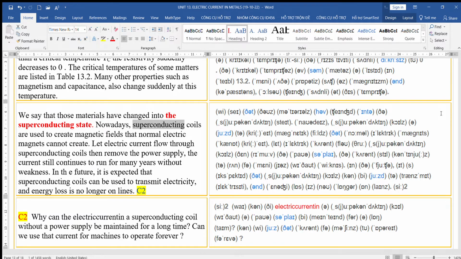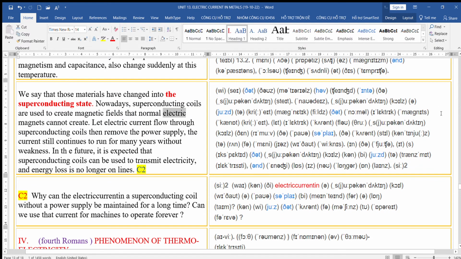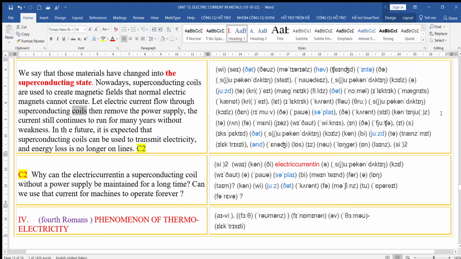Nowadays, superconducting coils are used to create magnetic fields that normal electric magnets cannot create. Let electric current flow through superconducting coils, then remove the power supply. The current still continues to run for many years without weakening. In the future, it is expected that superconducting coils can be used to transmit electricity, and energy loss will no longer occur on lines.